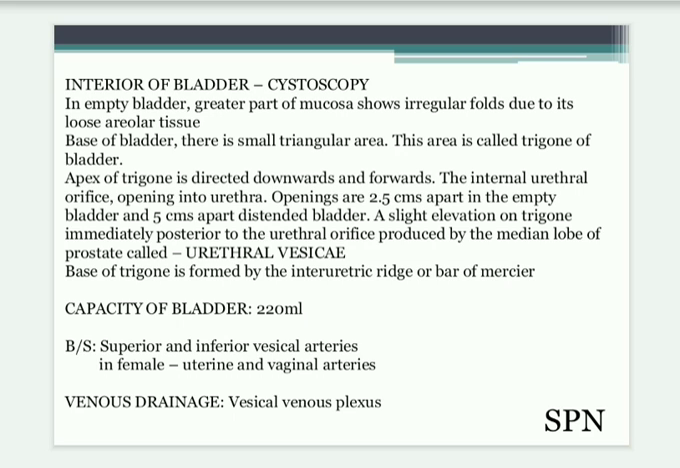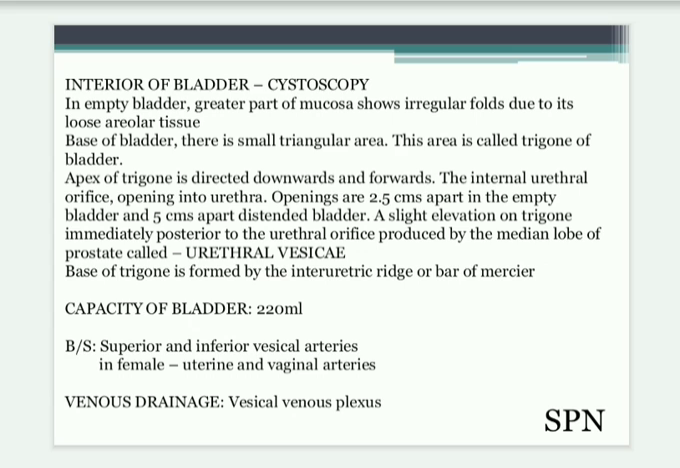The apex of the trigone is directed downwards and forwards, and the internal urethral orifice opens into the urethra. The ureteric openings are 2.5 centimeters apart in the empty bladder and 5 centimeters apart in the distended bladder. You can see a slight elevation on the trigone immediately posterior to the urethral orifice, produced by the median lobe of the prostate, that is called the uvula vesicae.